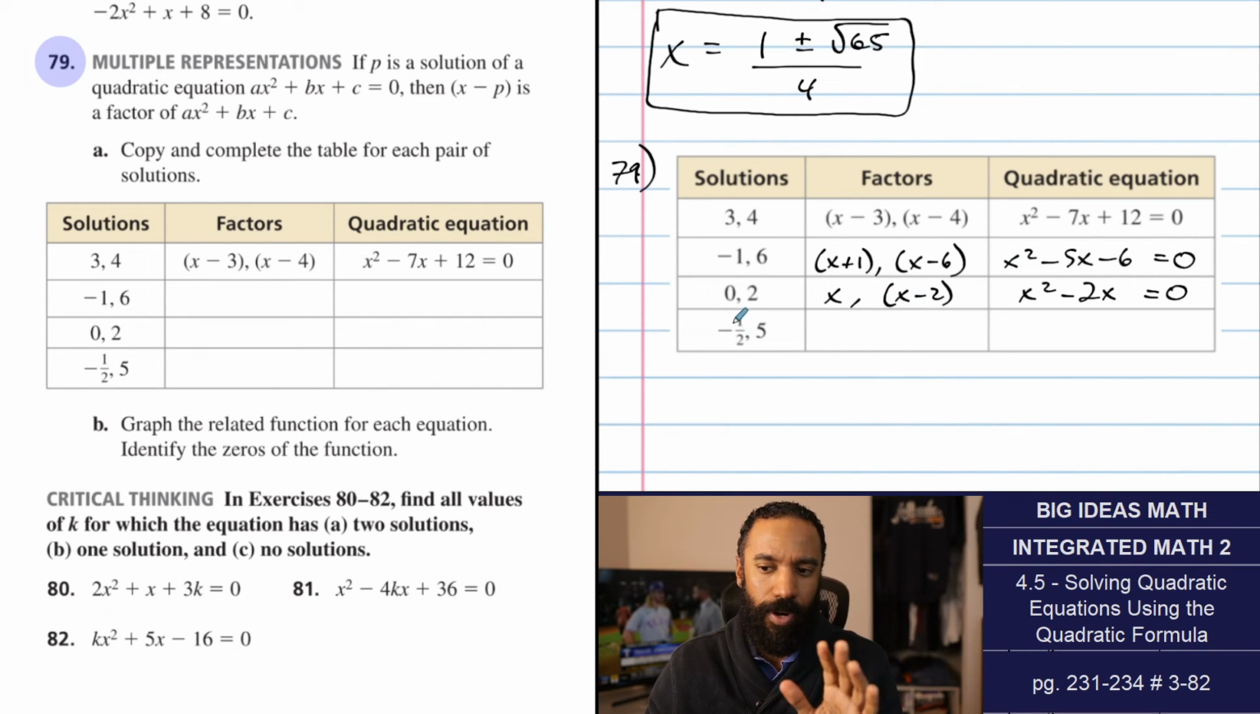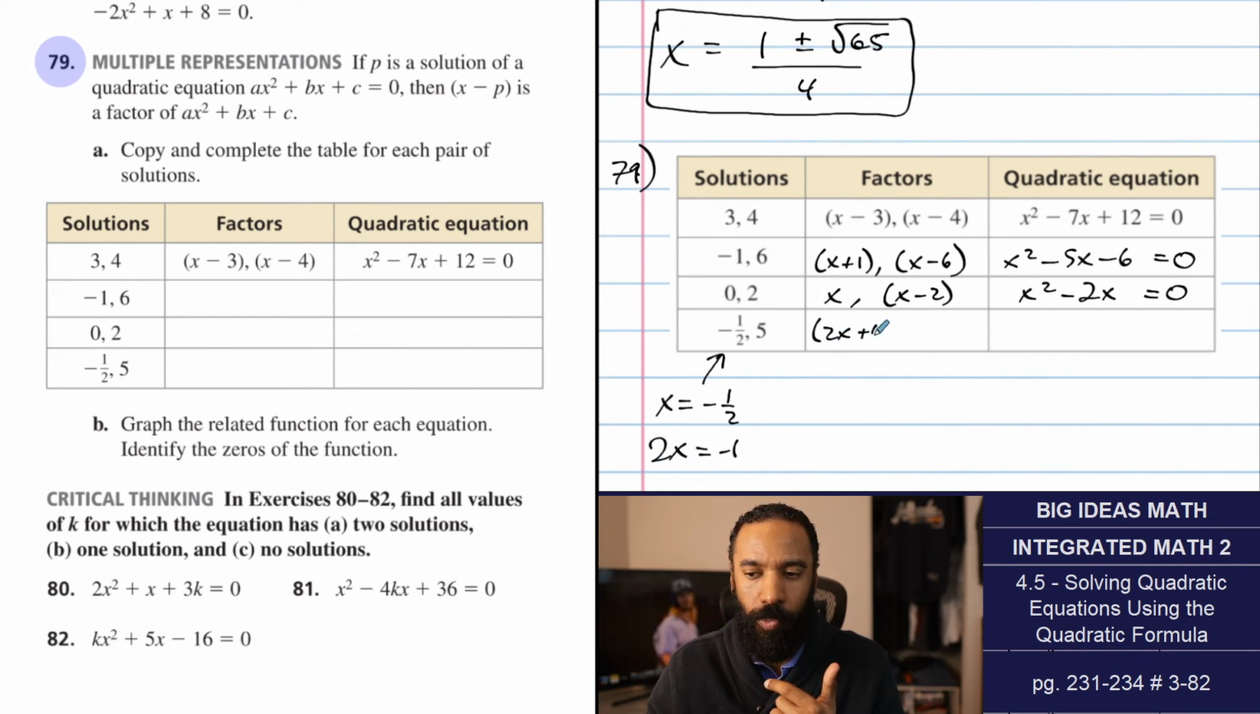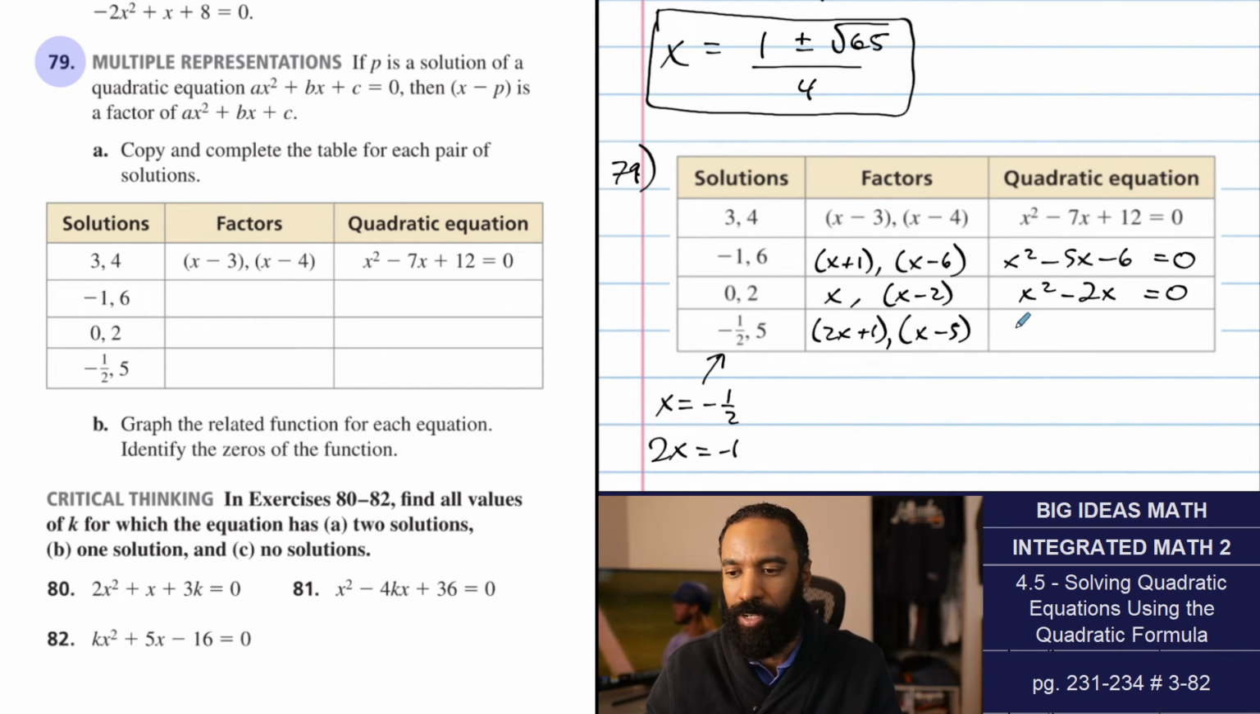Now, this is the tricky one right here. If negative 1/2 is a solution, I'm going to write this over here. We got to multiply by 2. 2x equals negative 1. And that, therefore, means 2x plus 1 is a factor. You don't want to say x plus 1/2. You want to get into the actual nitty-gritty of that. And then x minus 5 is a factor, which then leads you to 2x squared minus x plus 1 minus 9x minus 5 equals 0 for that last one.